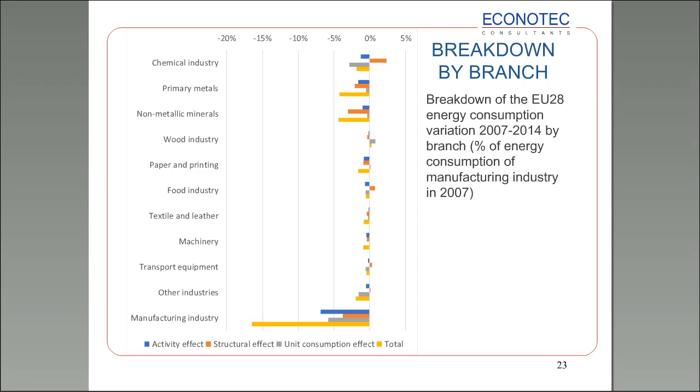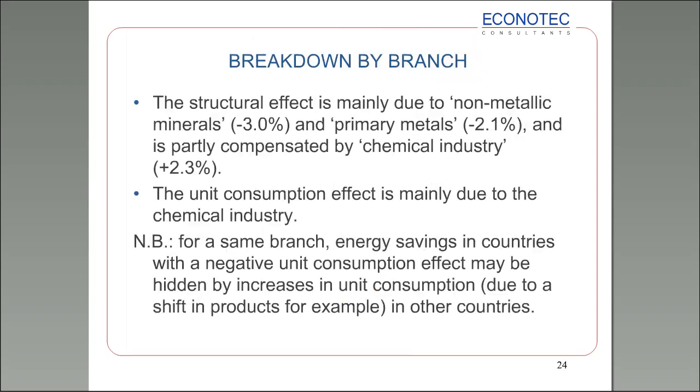So you see that for Europe as a whole, in the chemical industry, there's been an increase in unit consumption. And that is probably, as I said, for the reason of infrastructural effects within the chemical industry. The unit consumption effect is mainly due to the chemical industry. Now, what you see here also is that what can happen is that for a same branch, energy savings in countries with a negative unit energy consumption may be hidden by increases in unit consumption in other countries due to shifts in products, for example.